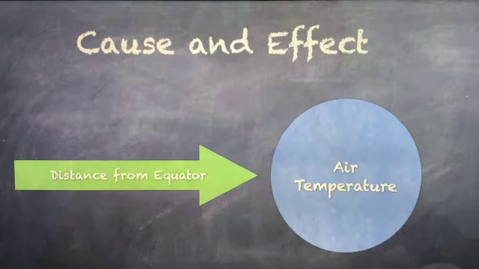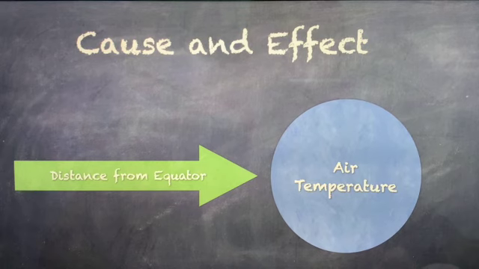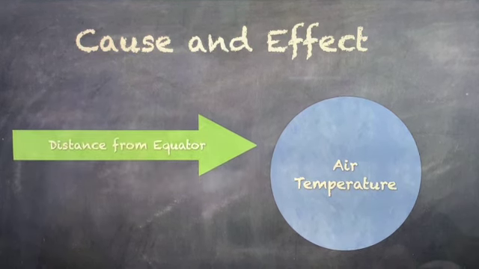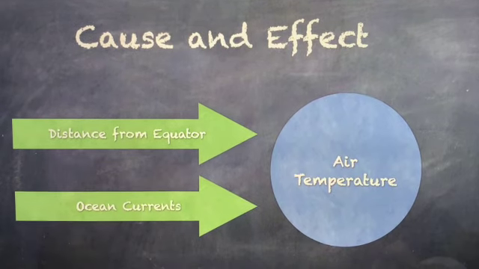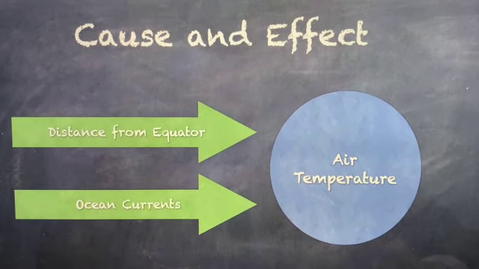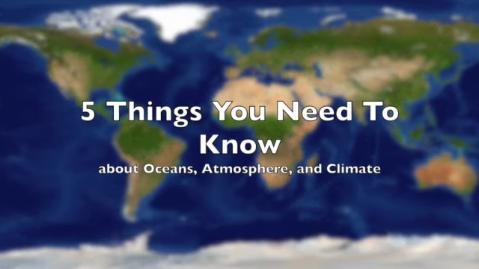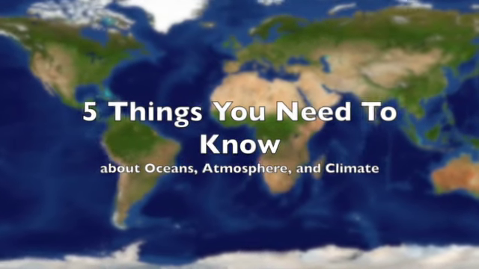An effect may have more than one cause. For example, air temperature can be caused not only by the distance from the equator, but also by ocean currents transferring energy. If you know these 5 things, you are ready to move on to weather patterns.